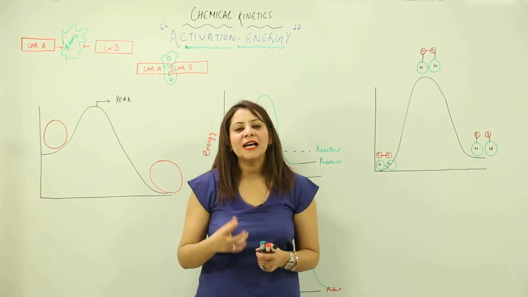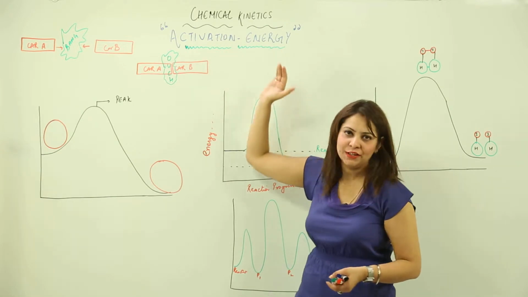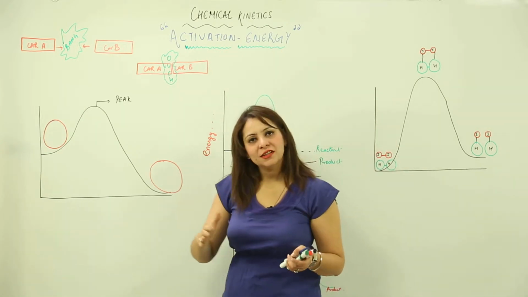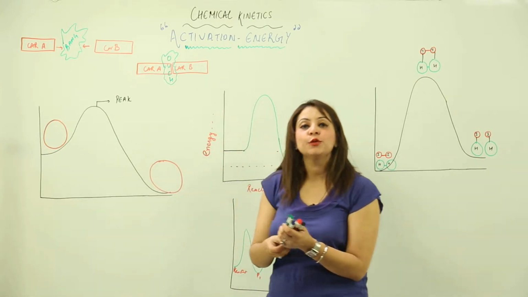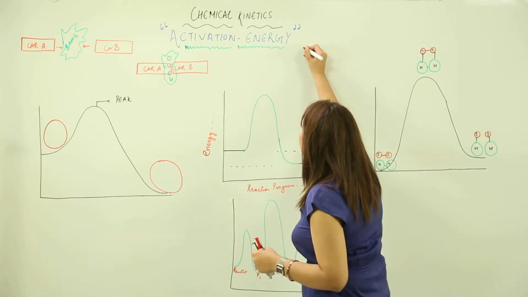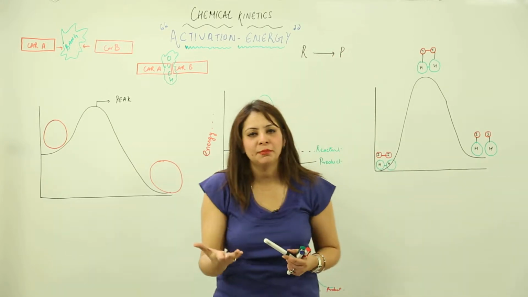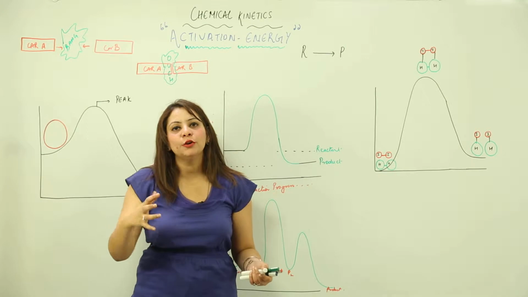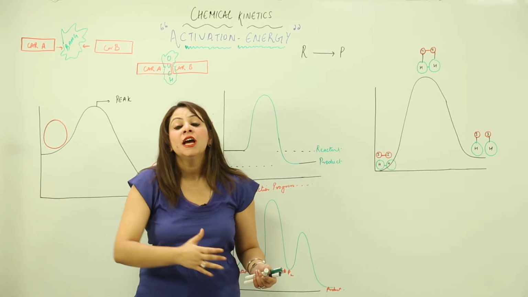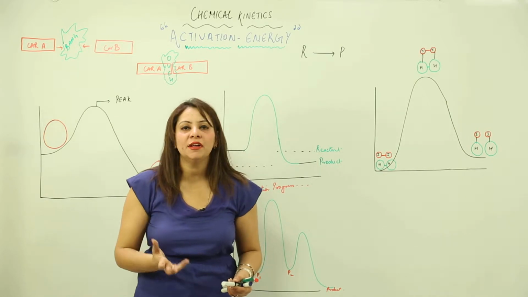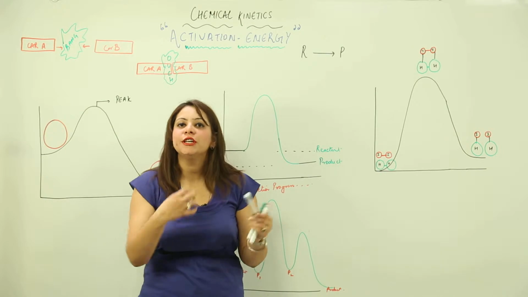Now we are going to start with an interesting topic, that is the activation energy. You know what a chemical reaction actually is? In a chemical reaction, reactants get converted into products. You can have one or more reactants, and the number of products formed can be any, but what is the basic thing about a chemical reaction? Obviously the reactants are going to change into products.